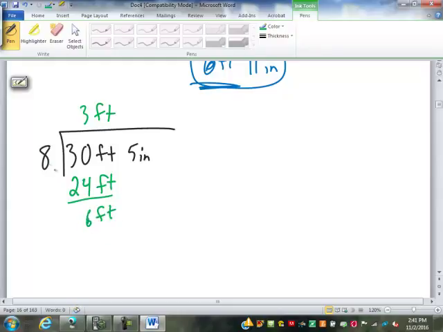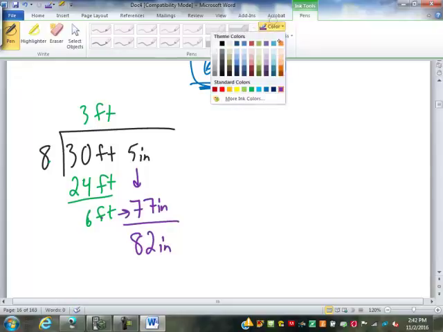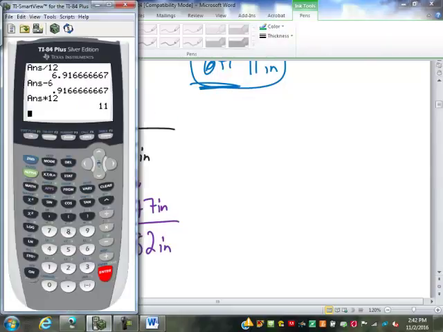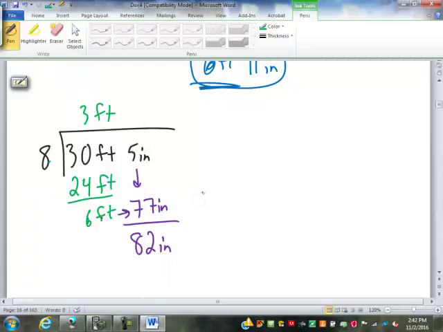What's left over here, remember, always has to be smaller than what we're dividing by. So before I bring down my 5, what do I have to do to the 6? Turn it into 72 inches. So 5 plus 72 is 82 inches. 82 divided by 8. 8 goes into 82, if I punched it in, 10.25 times. So I either leave it as 10.25 or I can change it to 10 1/4 inches, which is the more common way of seeing it.